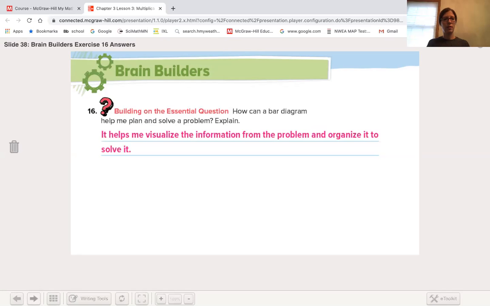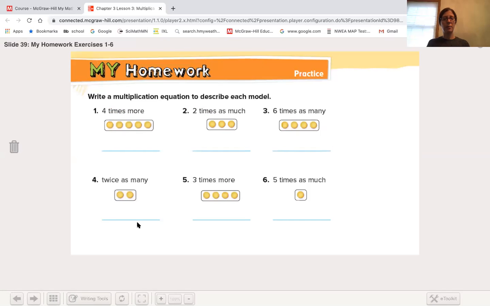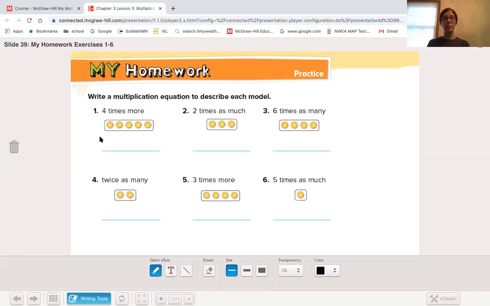Now, we're going to talk about that brain builder back in class. You can start on your homework. 4 times as many, they want you to write the equation or the number sentence. So basically, 4 times more. So I have 1, 2, 3, 4, 5. I would write 4 times 5 because it's 4 times as many as I already have. And what is 4 times 5? 20.